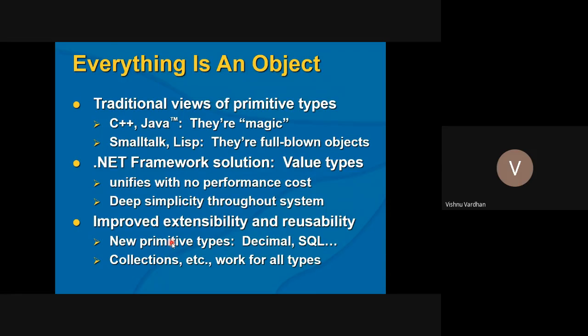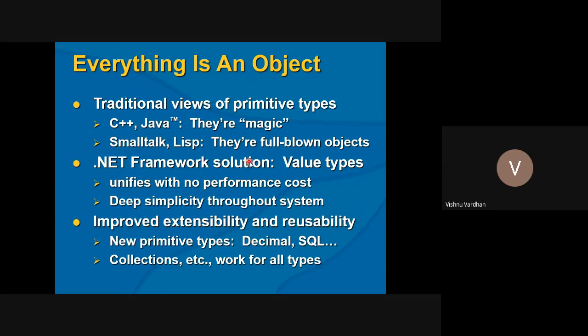And in .NET, everything is an object. Traditional views of the primitive types, we have discussed this in C# also. If you know the languages completely, C++ and Java, the traditional views of primitive types are that they are magical objects. In that way, they are going to treat them. And in Smalltalk and Lisp, they are full-blown objects.